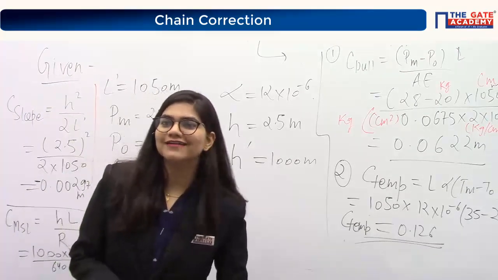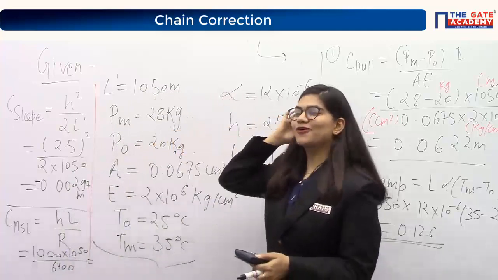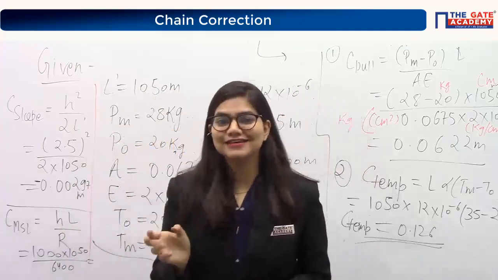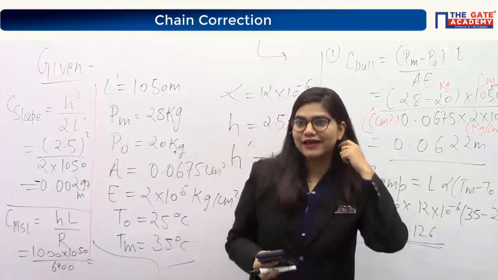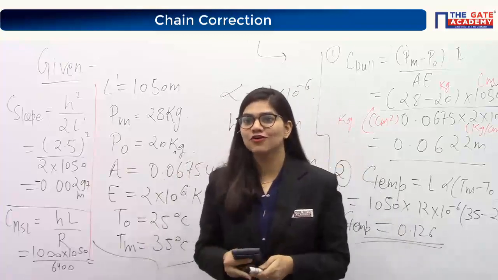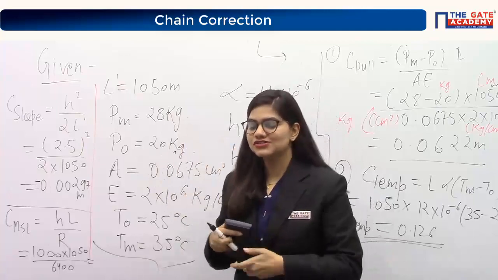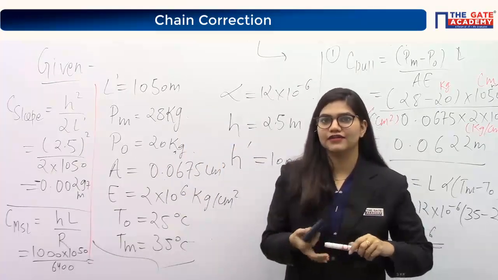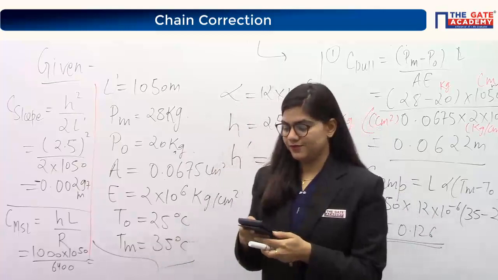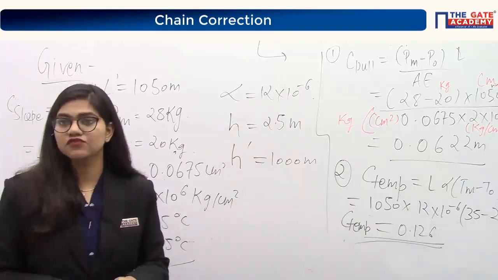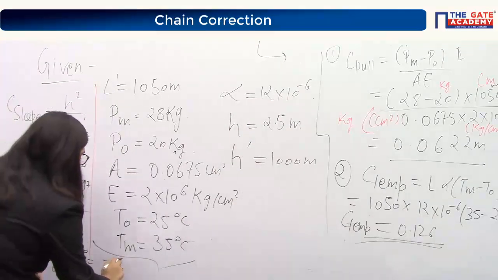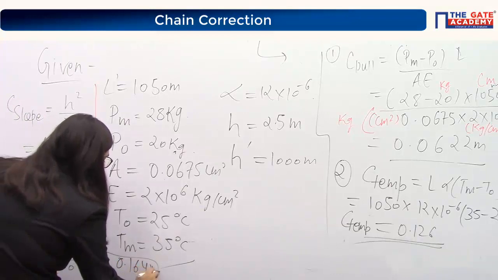Negative how? Arey Aditya, forgot everything we discussed. C slope will always be negative, right? C slope will always be negative. Just turn your two pages, you will get it, whether it will be negative or positive. 0.164. Yes. This will also be negative. 0.164 meter.